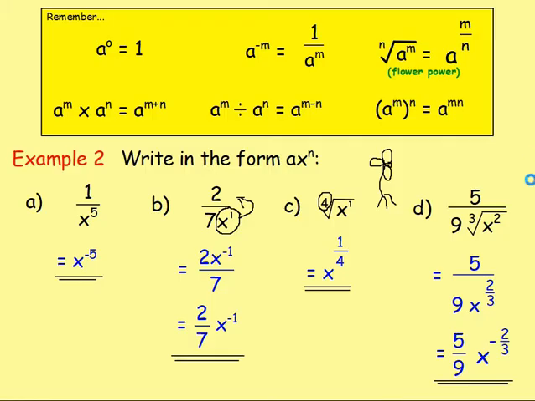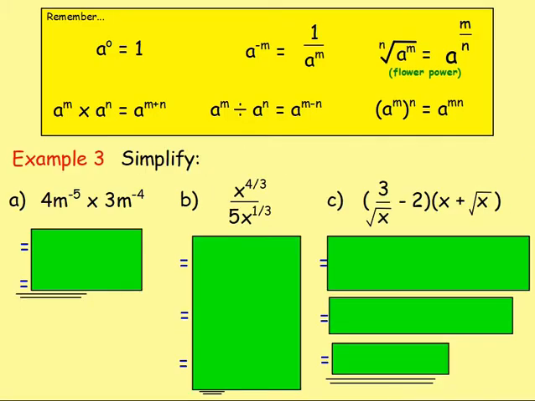Let's try some more. Example 3, simplify 4m to the power of negative 5 times 3m to the power of negative 4. Let's try this one then. So, Calissa, what would you do first? Brilliant, just multiply the 4 and the 3 together. So 4 times 3 is obviously 12. After that, we've got m to the power of negative 5 times m to the power of negative 4. It's the same base. Calissa, what would you do with indices? You add them. Well done.